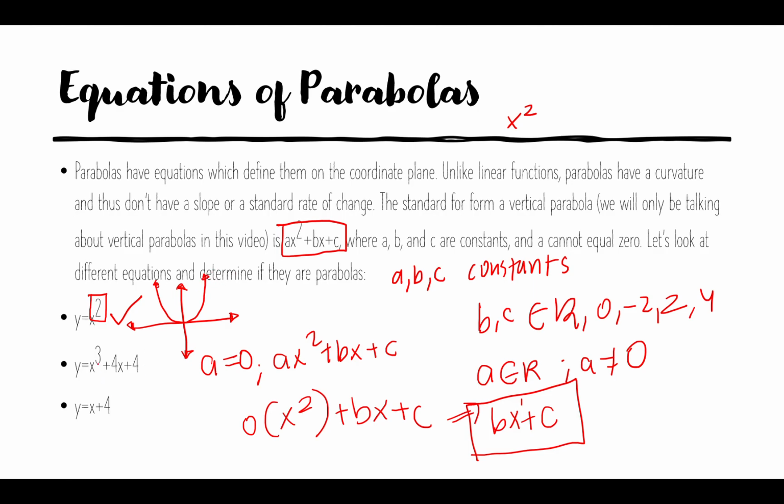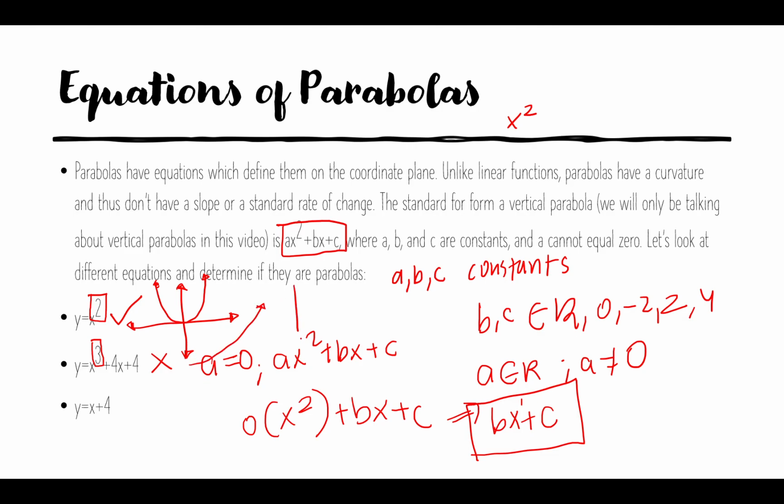Let's look at the second graph. Y is x cubed plus 4x plus 4. This is not a parabola. We can tell this based on two signs: both that there's no x squared term and that the degree on this equation is 3. This is a cubic function, and you will likely encounter these in an Algebra II class.